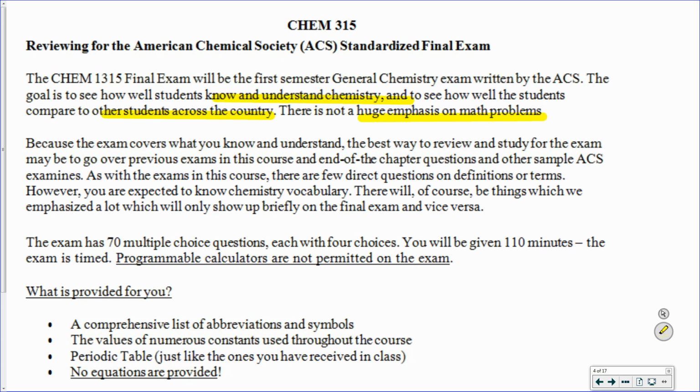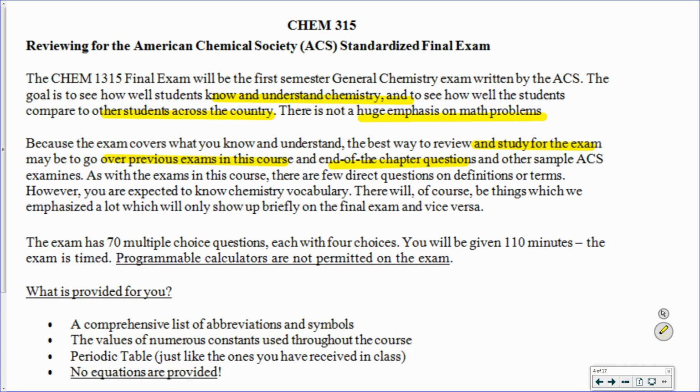The best way to review for the exam, and I think this is good knowledge, is to go over previous exams in our class, the end of the chapter type questions. If you haven't been looking at those suggested problems at the end of the chapter, this is a great chance to review some of those things.